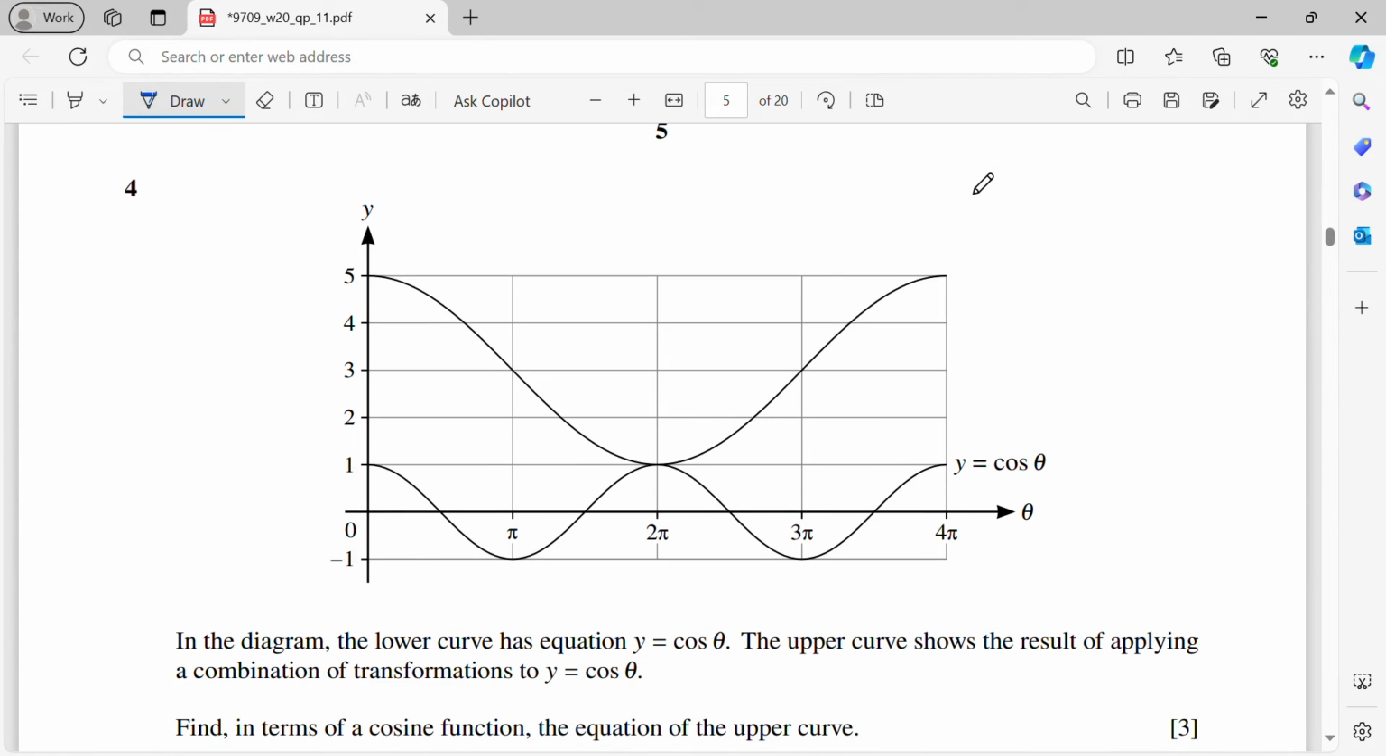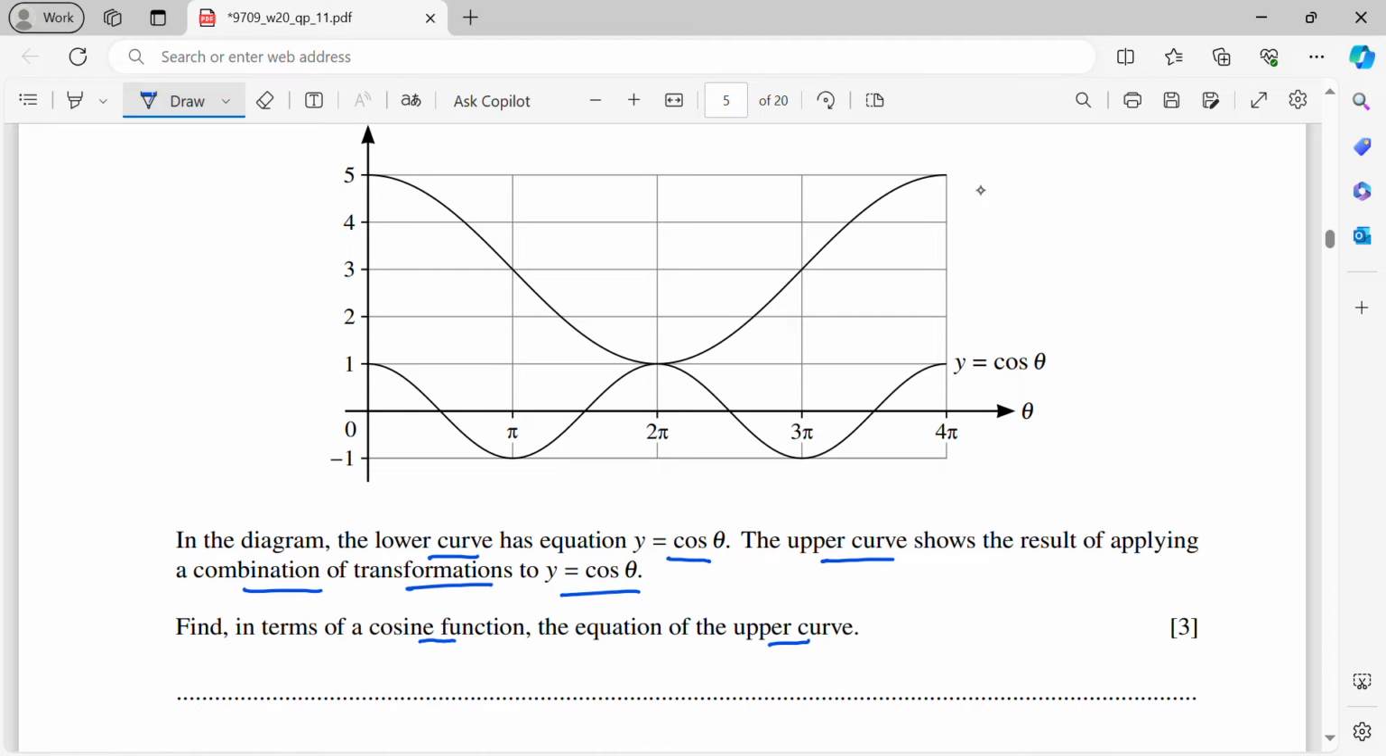Okay, next question, question number 4. In the diagram, the lower curve has equation y equals cos theta. The upper graph shows the results of applying a combination of transformations to y equals cos theta. Now find, in terms of the cosine function, the equation of the upper graph.